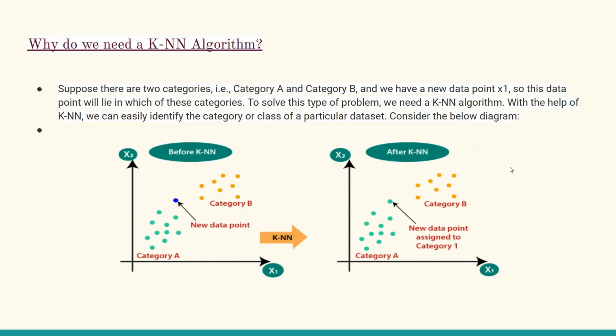With the help of KNN, we can easily identify the category or class of a particular data set by seeing the following diagrams. See here in the left hand side diagram we have x1 and x2. Here we have category A and category B. Here we have the new data point. After applying the KNN algorithm, we are predicting that this new data point belongs to category A.